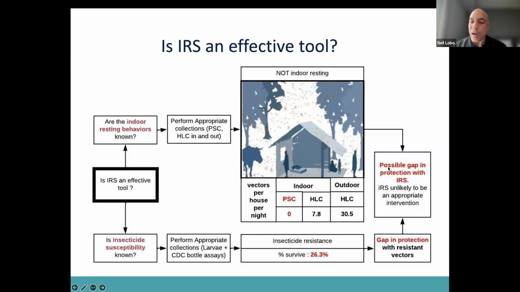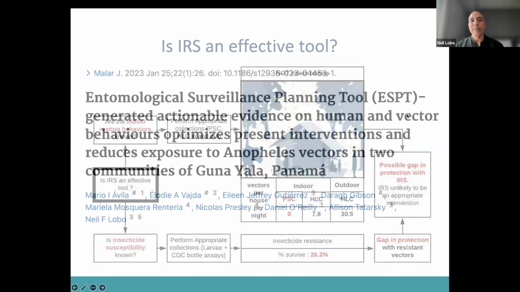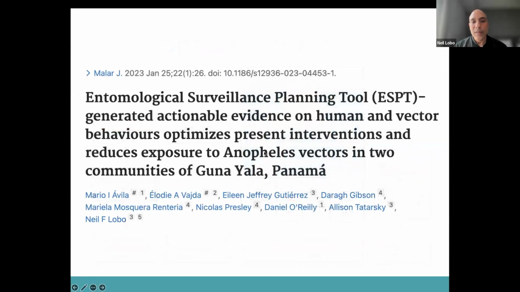And now the outcome of this is that IRS, after 20 years, is probably not that great an intervention at that site. And this actually caused a pretty big kerfuffle in Panama and changed policy with regards to IRS as well. So that's the shortest version of that. There's a publication on this that looks at this study.